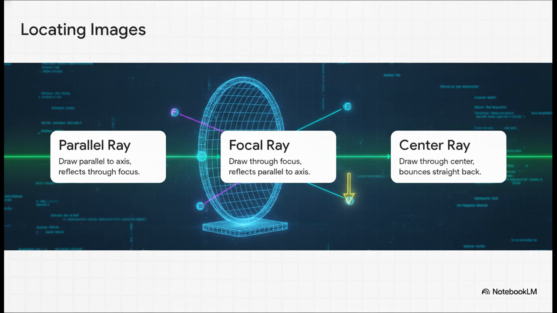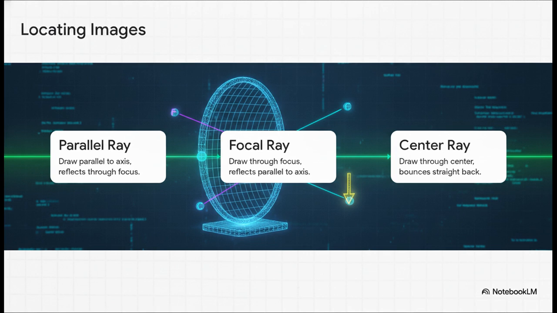You don't always need complex math to figure out where an image is going to be. You can actually just map it out visually through something called ray tracing. It's like a geometric puzzle. Step 1, you just draw a ray parallel to the central axis, which then reflects perfectly through the focal point. Step 2, draw a second ray through that focal point, which reflects back parallel to the axis. And step 3, draw a ray through the center of curvature, which just bounces straight back on itself. Boom!